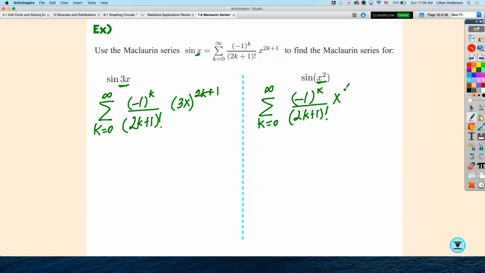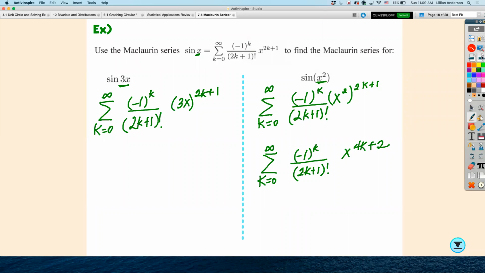But we're going to replace x with an x squared, and we still are raising it to the 2k plus 1 power. Now we could actually simplify this a little bit more because essentially we have a power to a power. And remember, whenever we have a power to a power, we are going to multiply. So this is going to be the sum from 0 to infinity of -1 to the k power all over 2k plus 1 factorial x to the 4k plus 2. And that would be our most simplified Maclaurin series for sine of x squared.